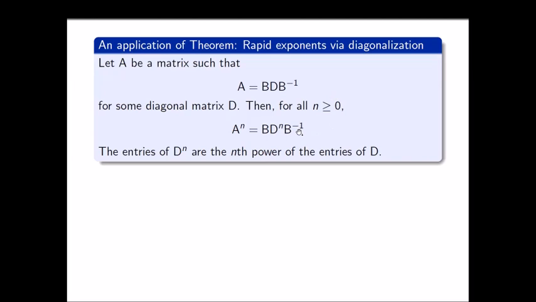But why is this true? This is true because when you multiply A with itself, for example, you're going to get B D B inverse, B D B inverse, but the B inverse B in the middle is going to cancel to give you the identity, leaving a D squared in the middle, and so on.